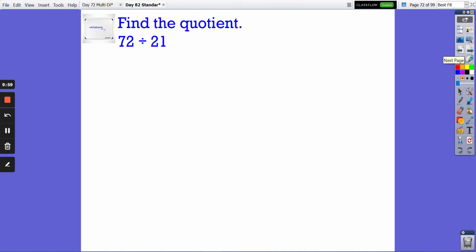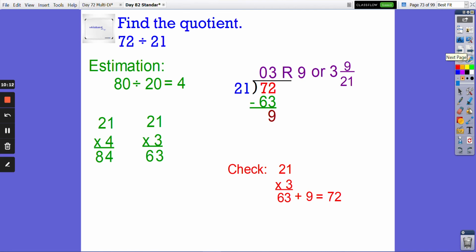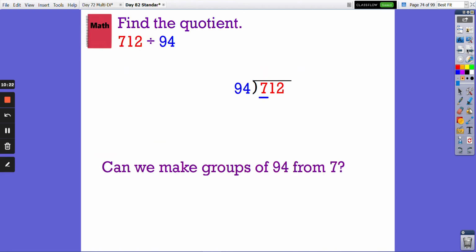Add our remainder of 8 and we get 94. Okay, so let's go ahead and try it on our whiteboards. Go ahead and pause the video, and when you're ready, hit play. All right, you should have gotten 3 remainder 9 or 3 and 9/21. Okay, the next one is on your notes. So let's make sure we're ready.